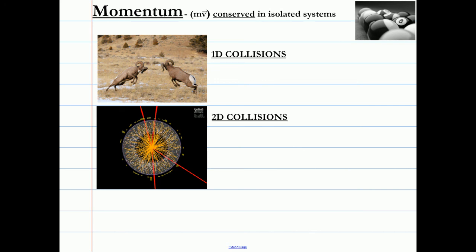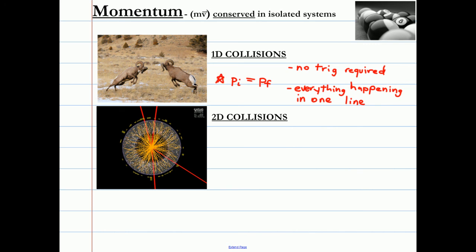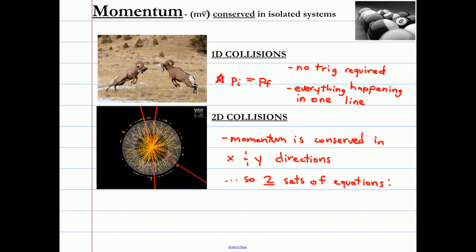So we looked at 1D collisions and 2D collisions in this unit. For 1D collisions, the initial momentum is equal to the final momentum. We've got no x and y to worry about, so there's no trig required here. Everything happens in one line. The main thing, though, to focus on is that the initial momentum is equal to the final momentum. For 2D collisions, momentum is conserved in both the x and y directions, so when we're solving problems, we'll have to deal with 2 sets of equations. One for the x information, the other for the y information, so there's a bit of trig required.